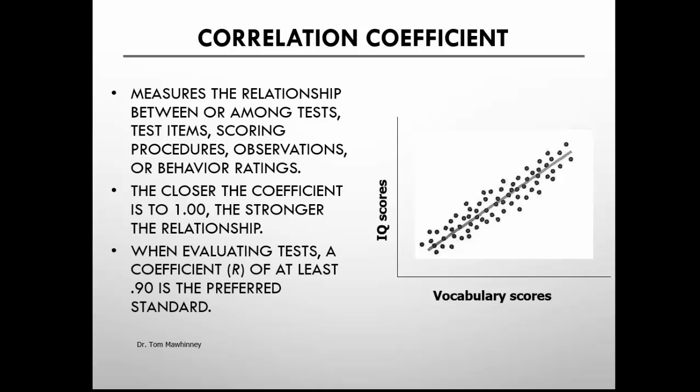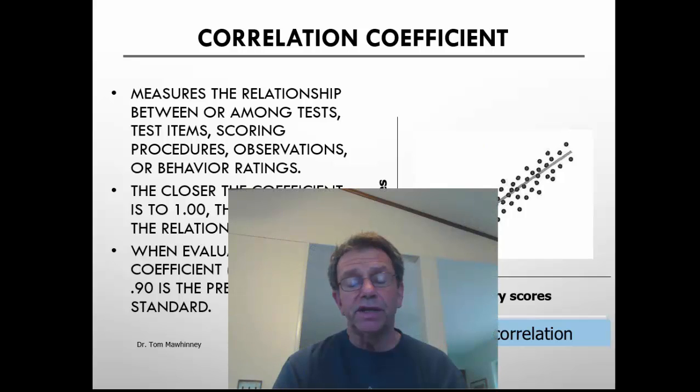And they call this coefficient R. You'll see that many times. And the usual standard for large-scale tests is 0.90. That is the gold standard, and usually is what is expected. You don't see too many tests that get on the market that don't have that kind of correlation coefficient.